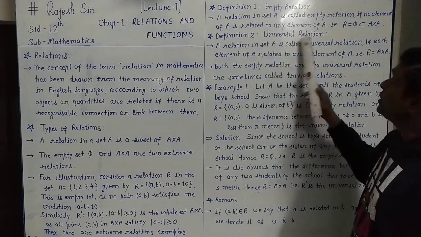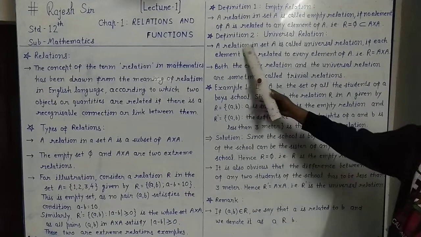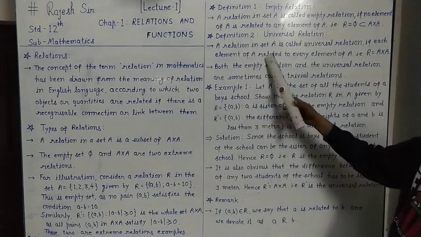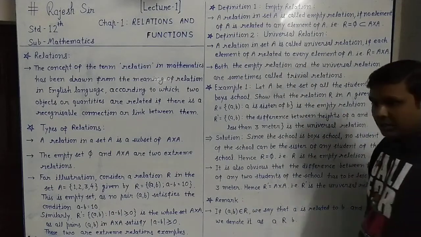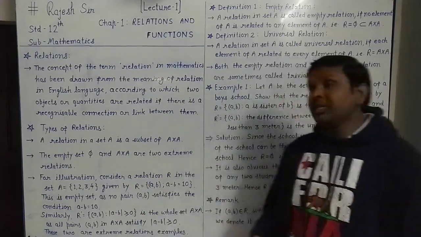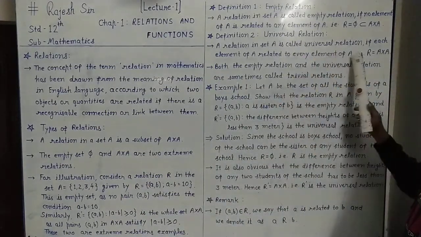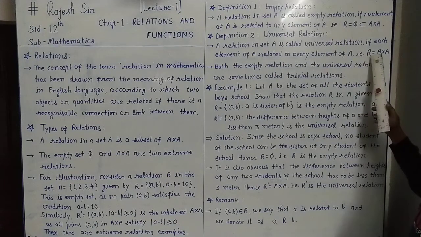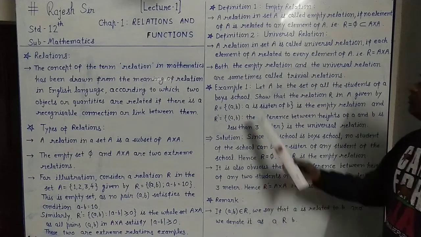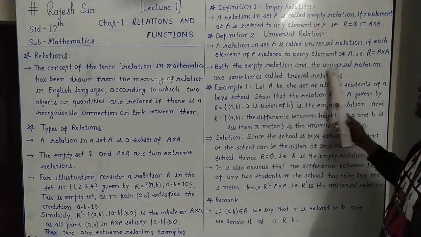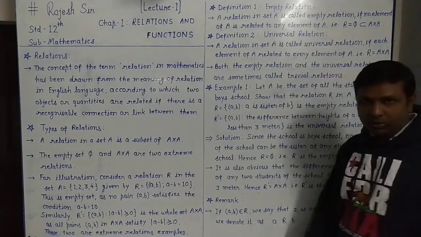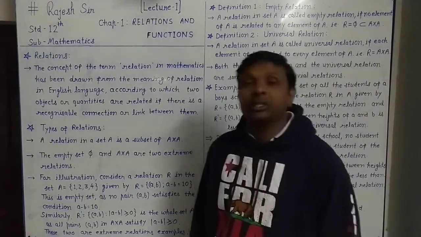Definition 2 is the universal relation. A relation in the set A is called a universal relation if each element of A is related to every element of A. Then we say that it is the universal relation of A, that is R equals A cross A, the whole set. Both the empty relation and the universal relation are sometimes called trivial relations also.